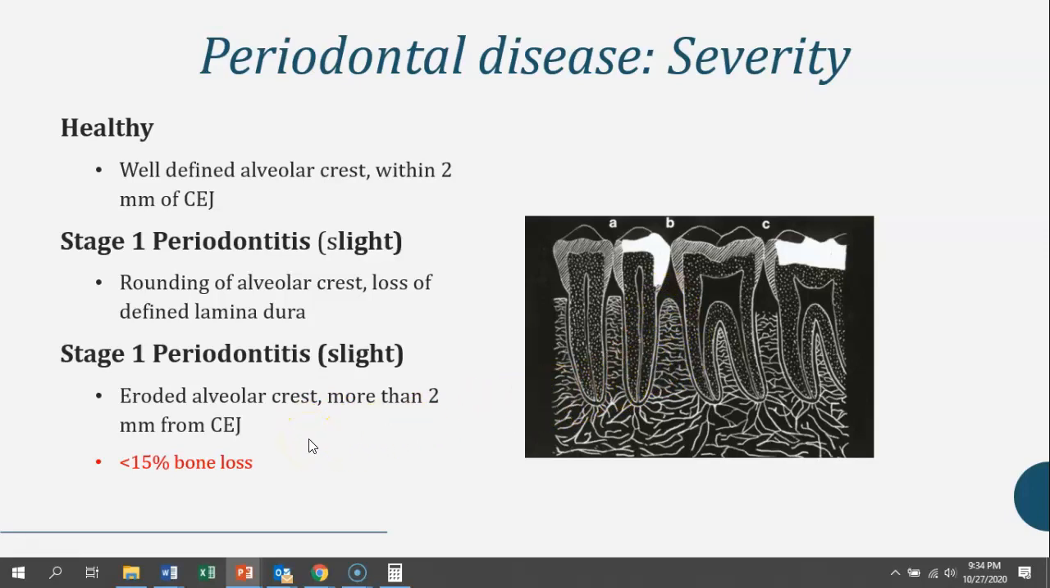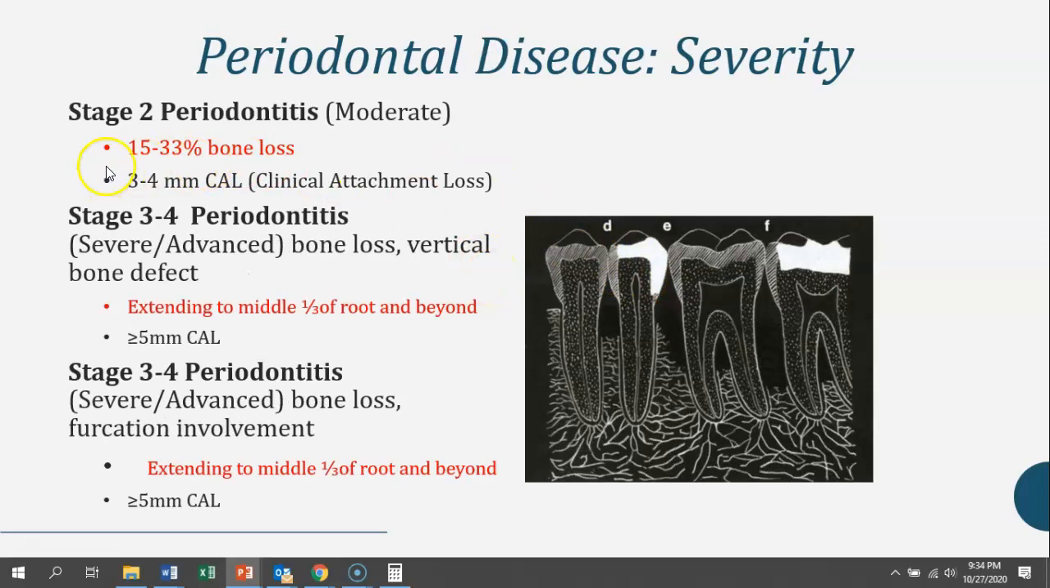So you're going to go into that 15% of bone loss. It's got to stay under that 15%, but you're going to start to see a moth-eaten appearance of the bone. It's going to start to drop down below the CEJ. Stage two, it's going to be between 15 and 33% of the bone loss.